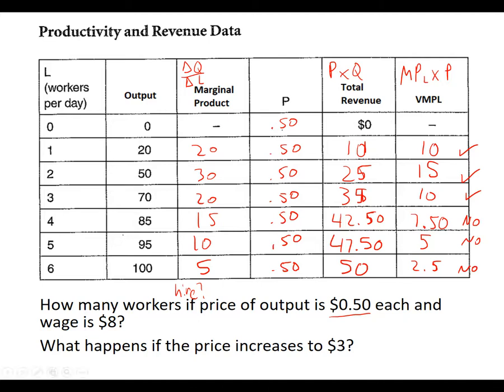Something to look at here, one thing that's kind of neat about this, is the value of the marginal product of labor is the marginal product times the price. But if you look at the total revenue column, it also works out that the change in total revenue, sometimes called the marginal revenue product, is the same as the value of the marginal product of labor. So they're actually the same thing. I'll let you work out what happens if the price goes up to $3, okay?